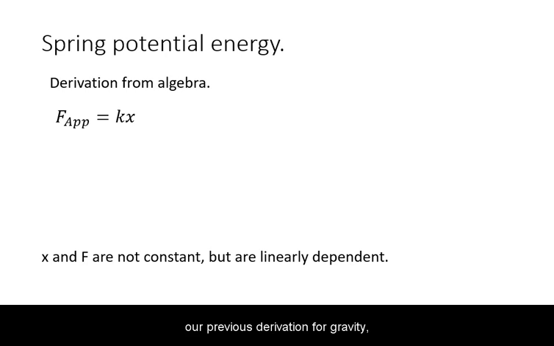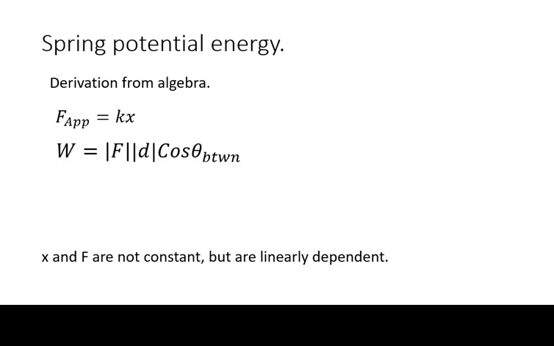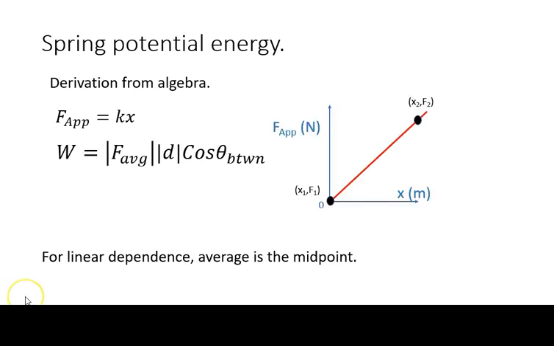Unlike our previous derivation for gravity, now we have a force that is not constant with displacement. Thus, before calculating the work done by the applied force, we need to find its average through the displacement. For simplicity, we'll take our starting point at zero displacement with zero force. Because the applied force is linear with displacement, the average force through the displacement will be equal to the arithmetic average at the midpoint.